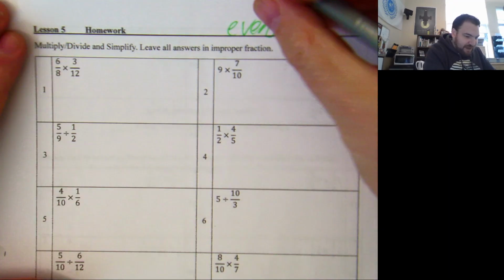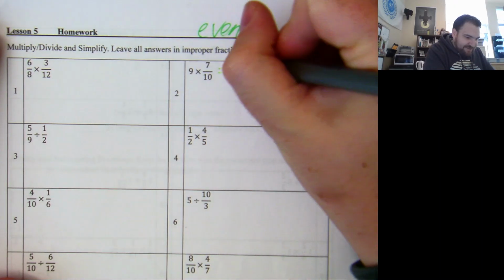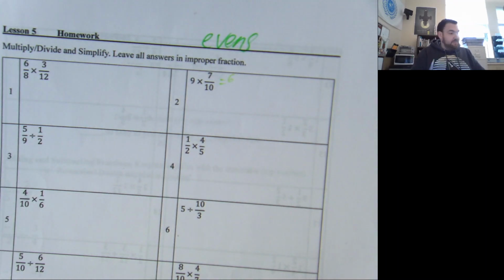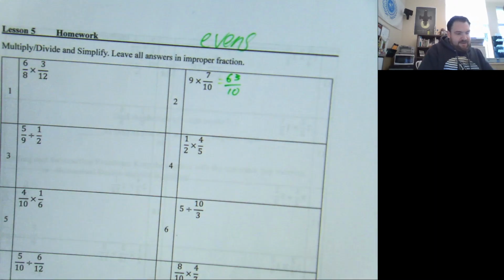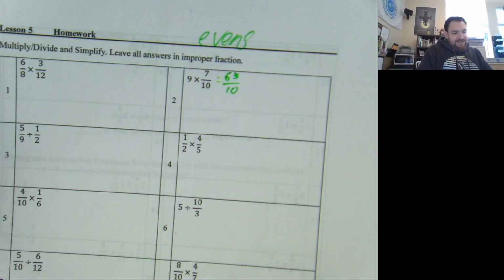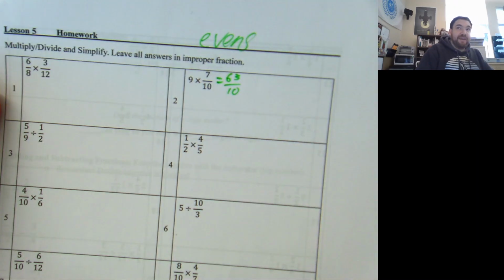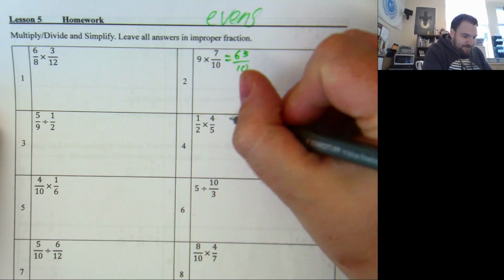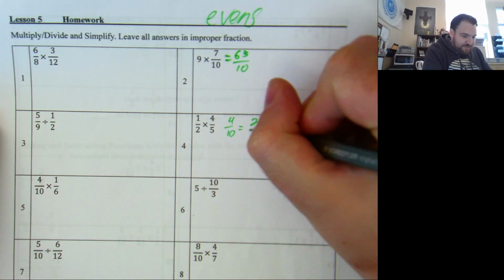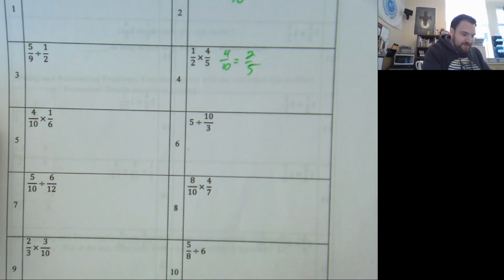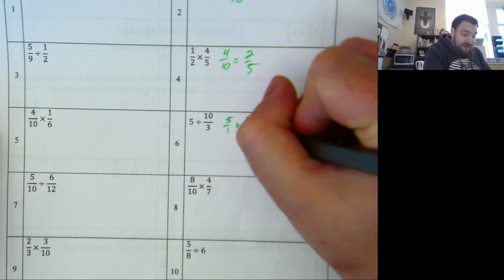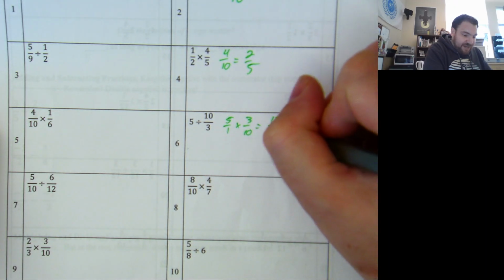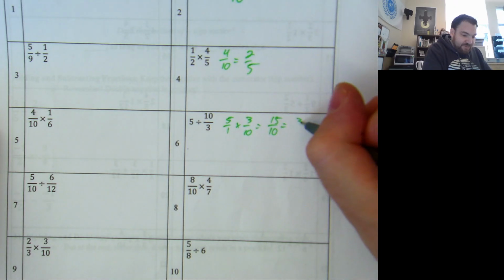Okay, so this first, let's see how fast I can do this. This is going to be, ooh, that's a terrible color. 63 over 10, which can't actually be reduced, I don't think. 63 over 10. This is going to be 4/10, which is 2/5. This one's going to be 5 over 1 times 3 over 10, which is going to be 15 over 10, which is the same thing as 3 over 2.